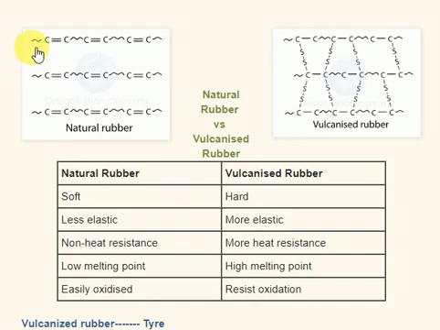Look at the natural rubber structure, it will be like that. No cross-links are there. After adding the sulfur, cross-links will be formed here, and they will become very strong. That's the difference between natural rubber and vulcanized rubber. Very, very important.